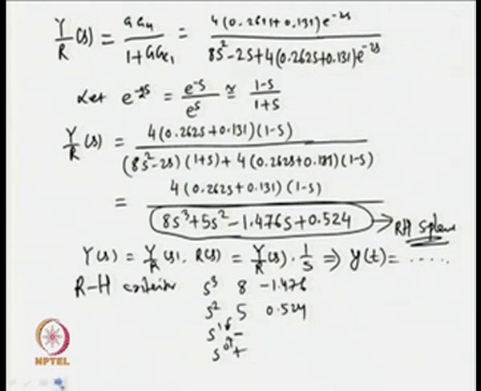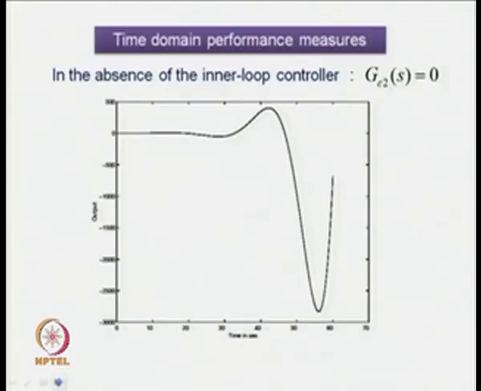Let us see the actual response obtained from the series feedback compensation scheme. As expected, when GC2(s) equals 0, the output of the closed loop system goes unbounded. For bounded input, the output has exploded in this fashion, because the closed loop system is not stable when GC2(s) equals 0. So, this is what we get as the time response of a closed loop system for an unstable process in the absence of some inner feedback controller.